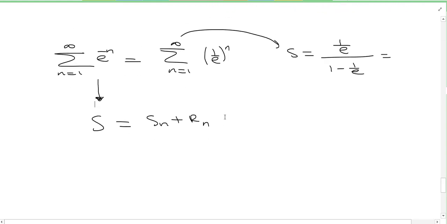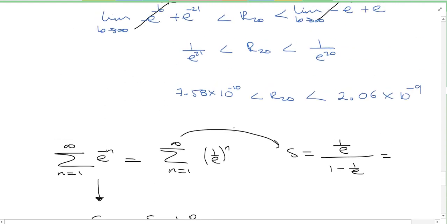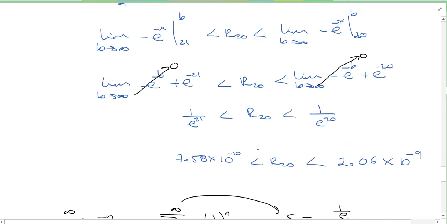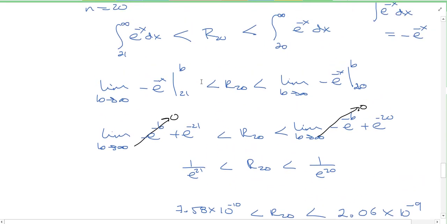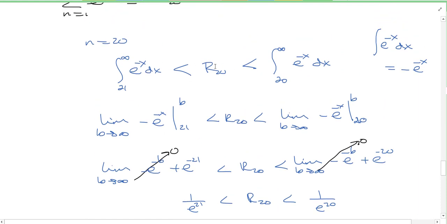You might encounter some questions in the homework that ask you to find the value of n that makes the remainder a certain amount. That means you have the integral from n plus 1 to infinity and n to infinity. If you want the remainder to be smaller than 0.1, then you will set this less than 0.1 and solve for n.